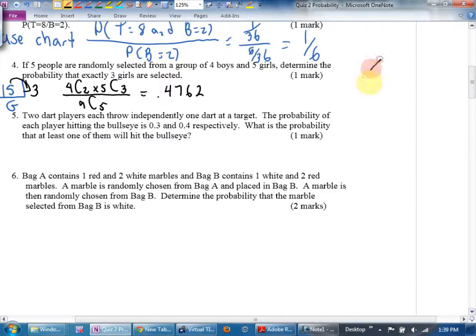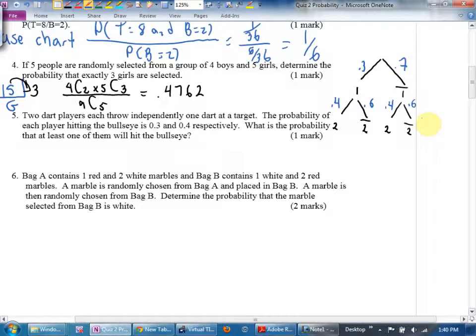Player one hits or misses. Player two hits or misses. What are the odds that player one hits a bullseye? 0.3. What are the odds that he misses a bullseye? 0.7. What are the odds that player two hits a bullseye? 0.4, and misses 0.6, 0.4, 0.6. By the way, how can you tell these are independent? Because these two branches are the same.